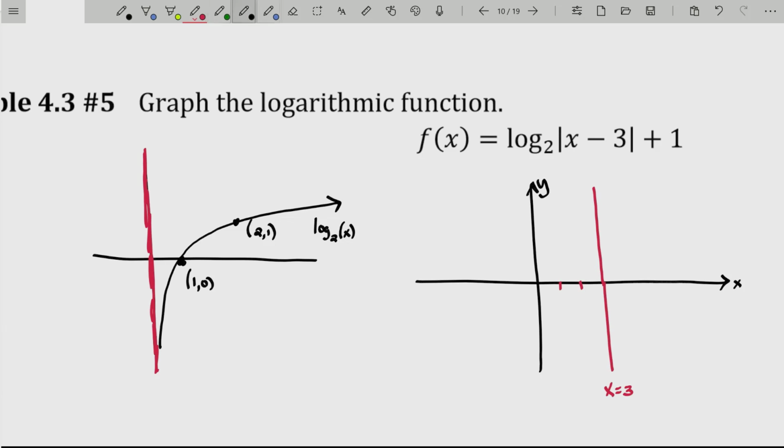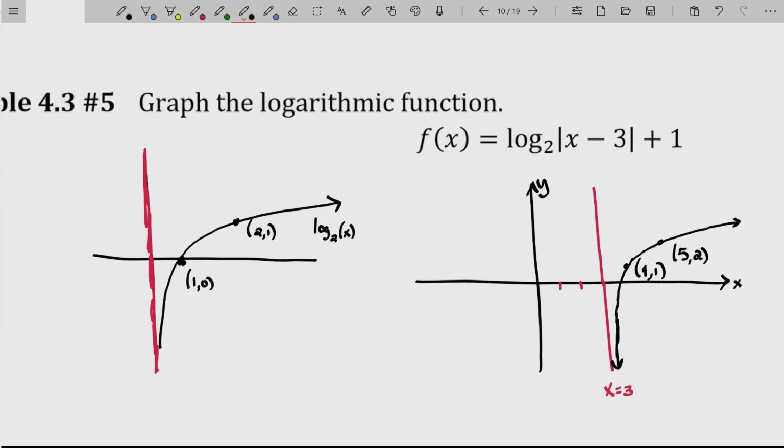And I will just copy my logarithmic function, but I will plot points here. So this point was at (1, 0), but it's been moved to the right 3 units. So the x value is now 4. And the y value has increased by 1. So that's (4, 1). And the other point, which was at (2, 1), is now at (5, 2). So we'll say it's right about there. Otherwise, I think we're good. We'll go ahead and graph that. Trying to be somewhat careful here. There we go. Really nicely done.